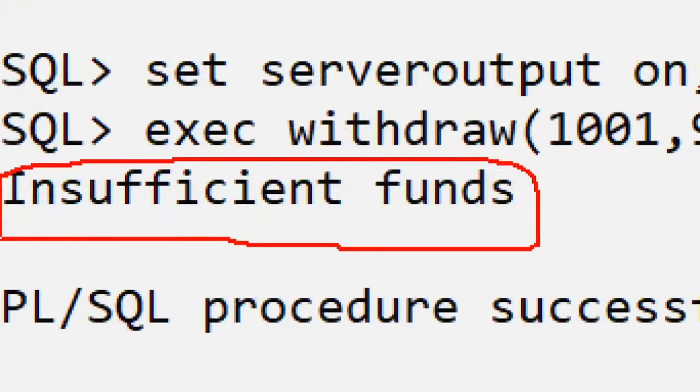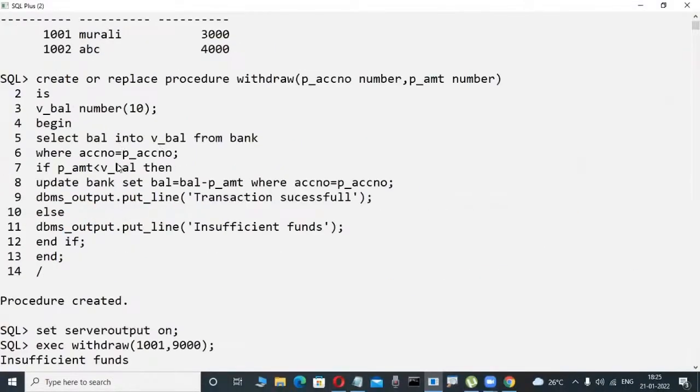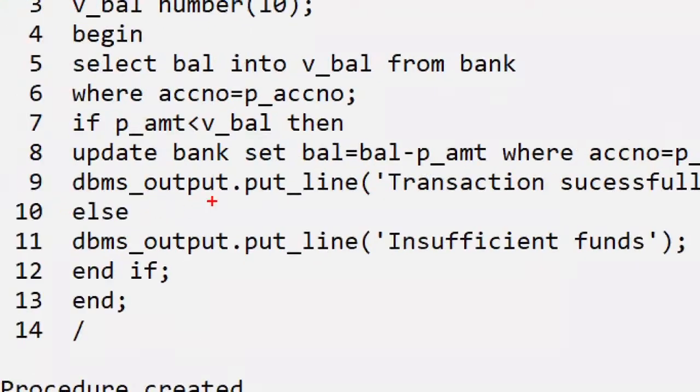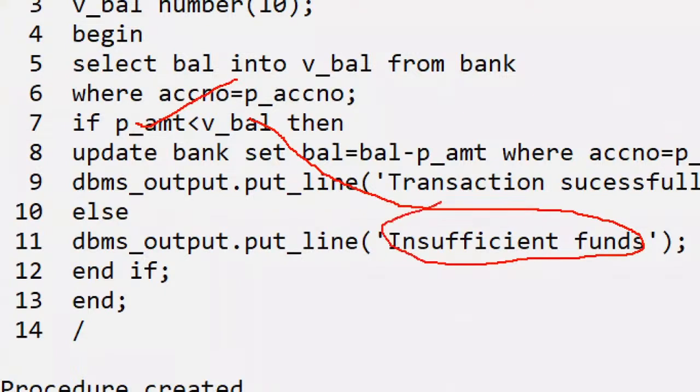It will display the message or not. How is it possible? This coding is executed. Whatever I'm writing, that is executed. Your amount is more than the available balance, maybe. That's why insufficient funds only. It will display the message or not. Yes.